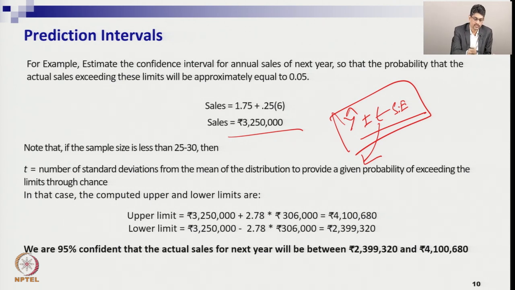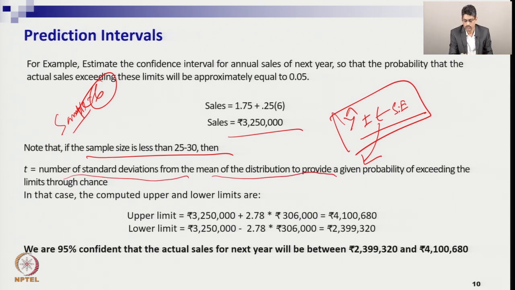For example, here you have a sample size of 6, right? In that case, you go back to the data table and put in the 6. If the sample size is small, the t stands for the number of standard deviations from the mean of the distribution to provide a given probability of exceeding the limit by chance. So you go to the table and calculate your corresponding t value. If the sample size is 6, which is very small compared to 10, 25 or 30, we will not select 2 for the 95% confidence interval, we will select 2.78. From the table you will be able to select it.